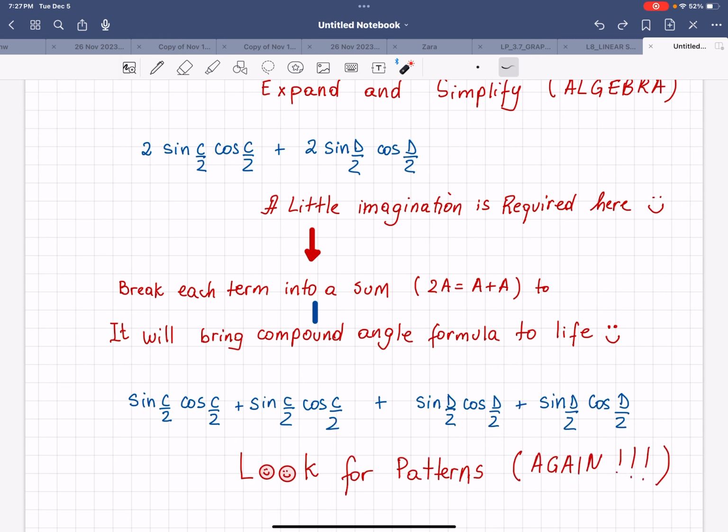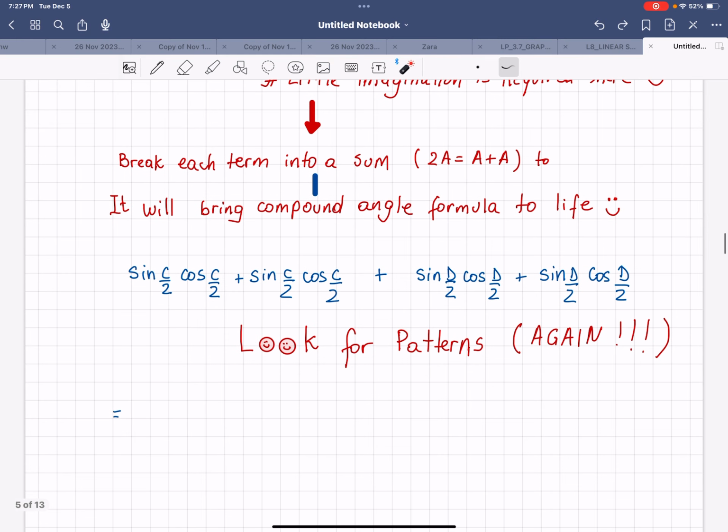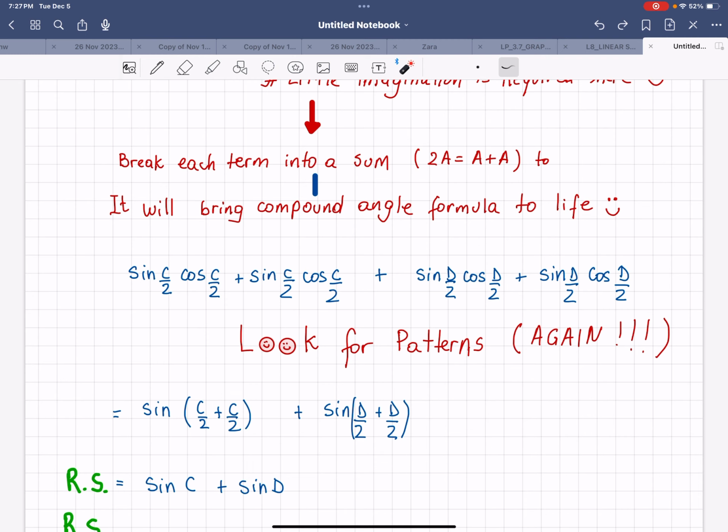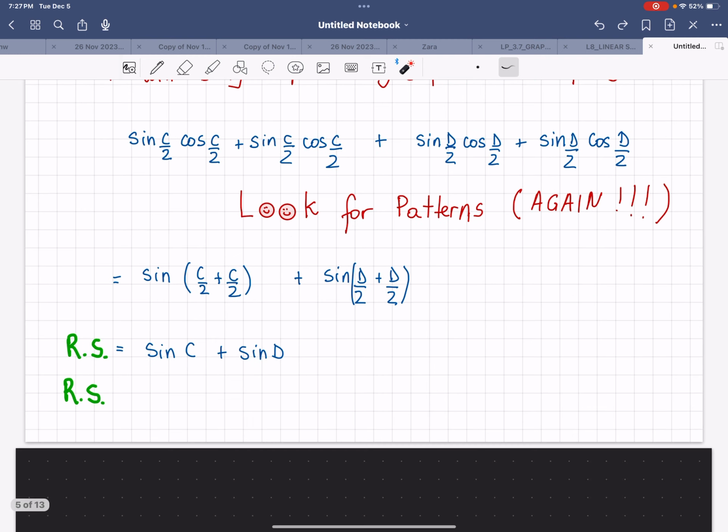And now we look for patterns again. And as you can see, we have arrived at almost the end of the entire story here. The right side is sine c plus sine d, and so is the left side. So right and left are equal.